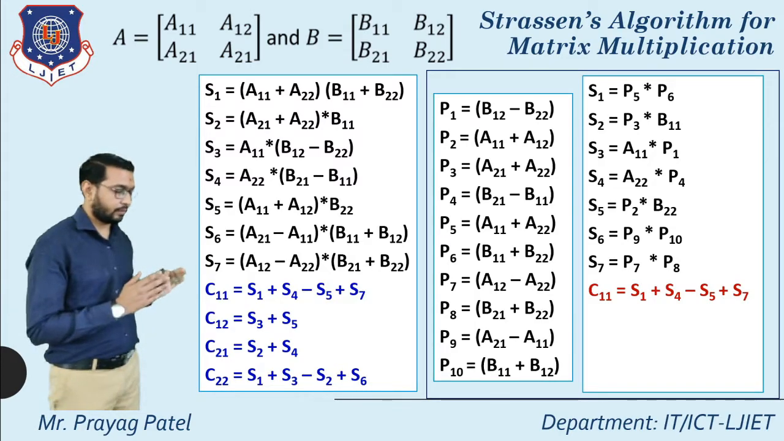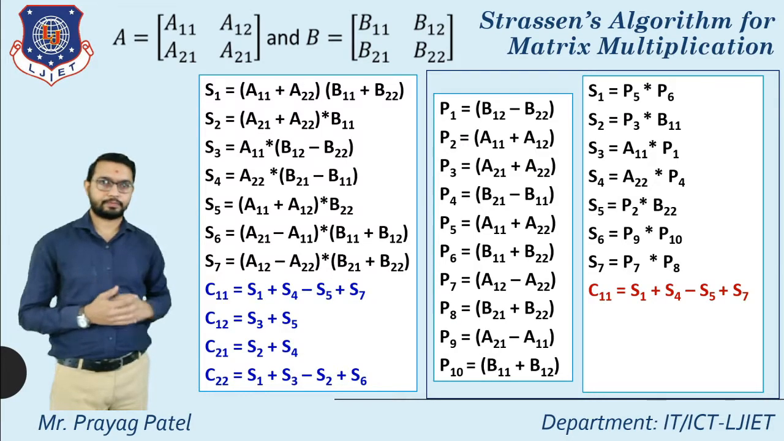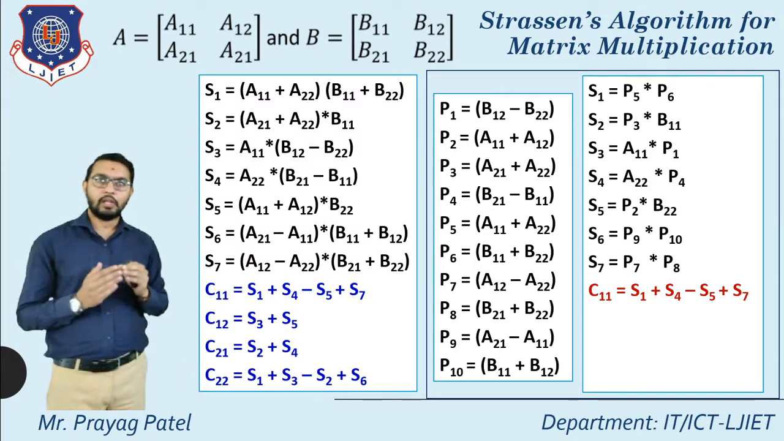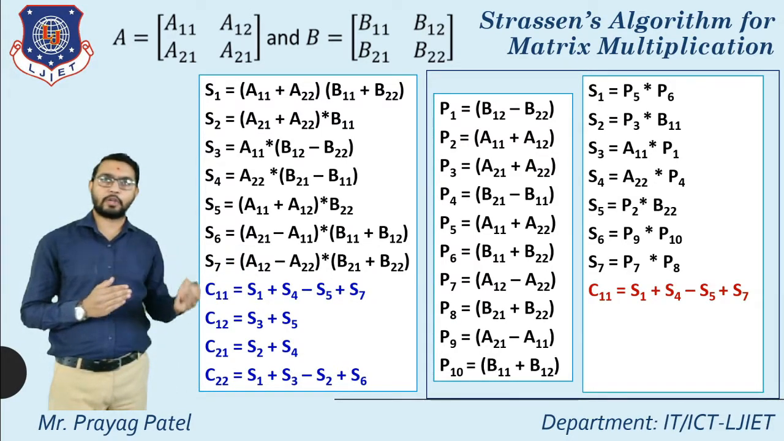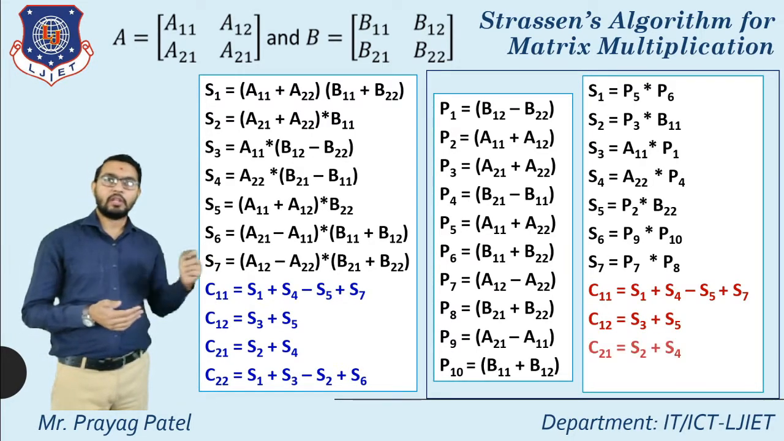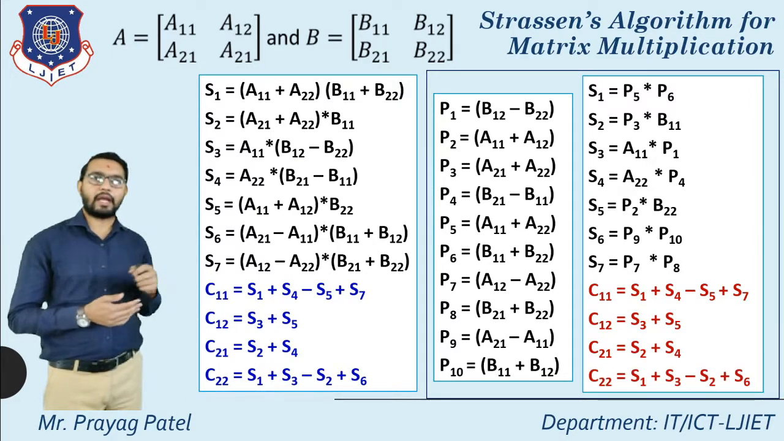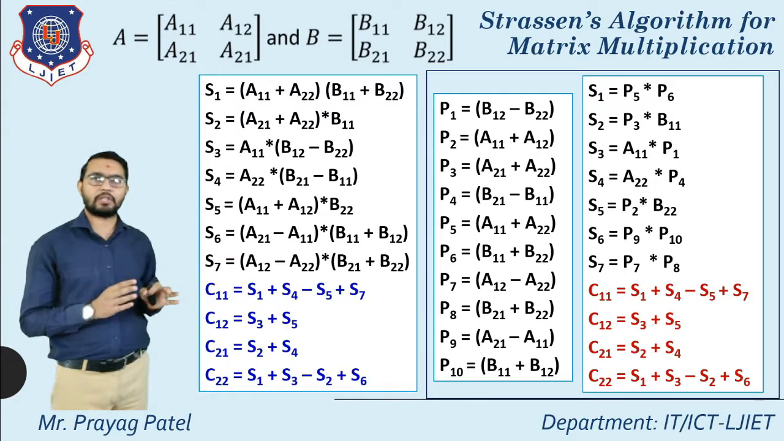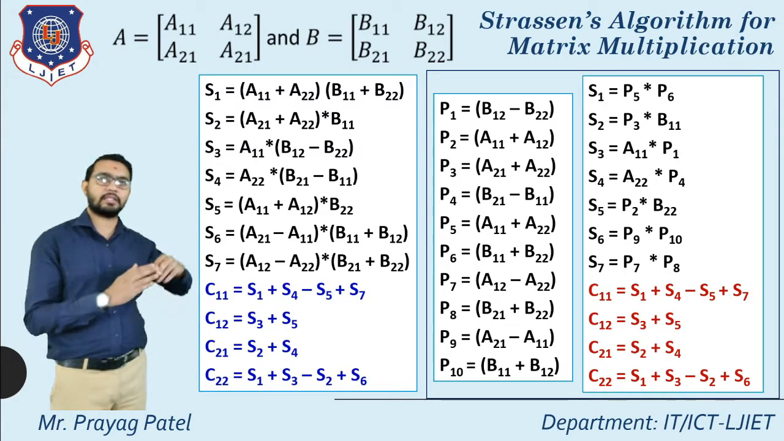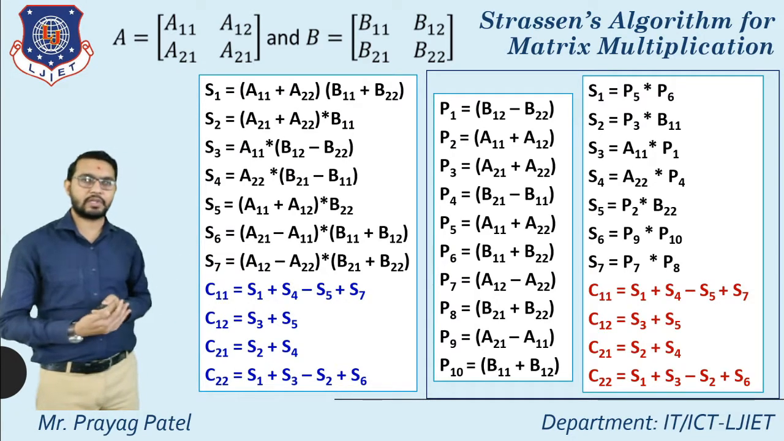Now after that, the final answer is C11, C12, C21 and C22. So C11 equal to S1 plus S4 minus S5 plus S7. Same way, C12 equal to S3 plus S5. C21 equal to S2 plus S4. And C22 equal to S1 plus S3 minus S2 plus S6. So this is the same equation, but the first case is the normal case. The second is a simplified case of Strassen's equation.